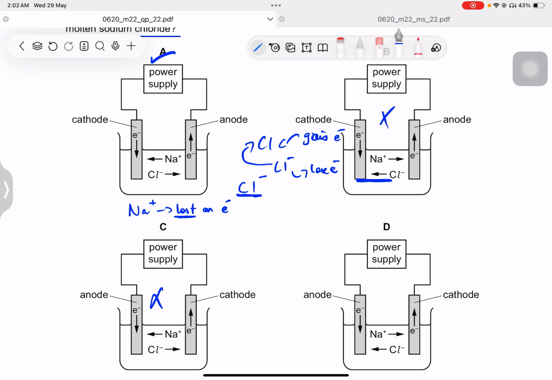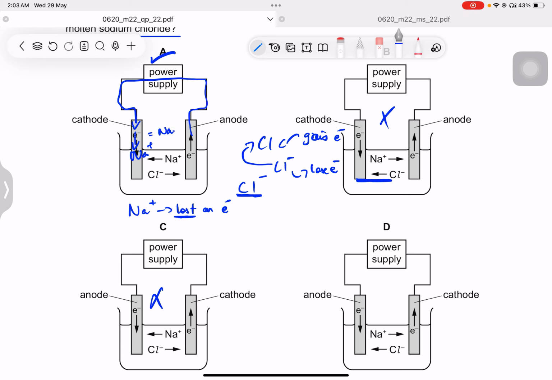In option D, it looks like Cl minus actually gained an electron when it came to the anode. This diagram is showing this, while what happened is that the Cl gave its electron. So that electron will go like this and go to the cathode, and the Na plus will gain that electron back and become Na metal atom. So this is what the story is.